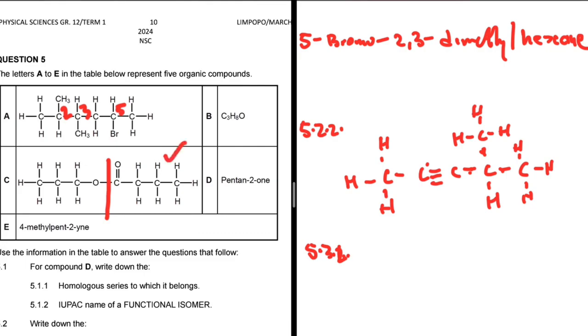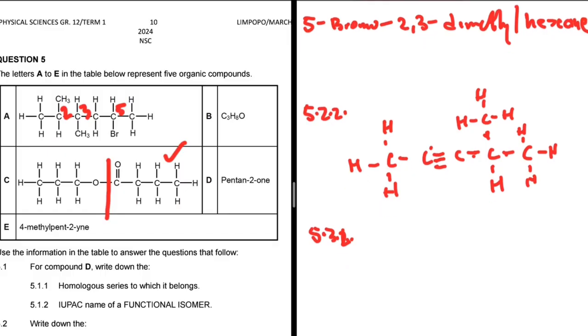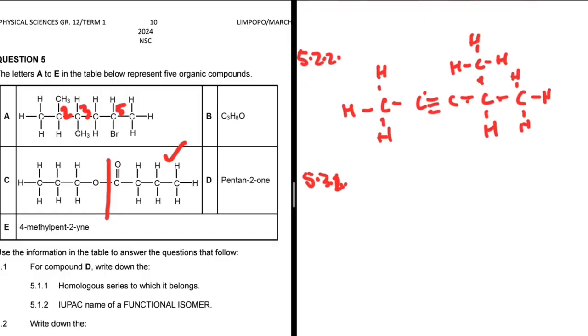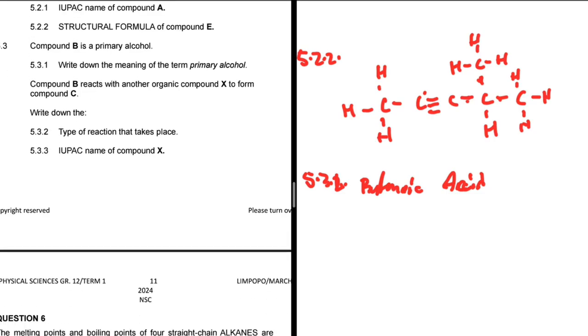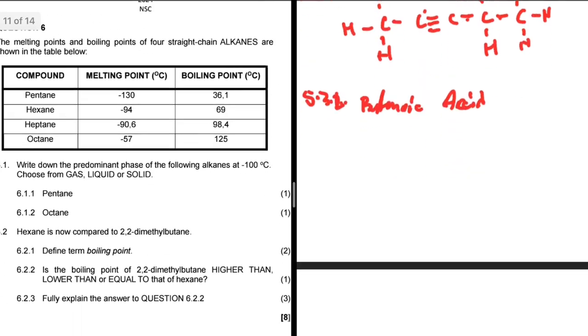So the acid that was used to form this compound C has 4 carbons, 1, 2, 3, 4. So obviously the answer here should be butanoic acid. So butanoic acid is the answer to 5.3.2. There we go. And then anything else? No, actually, let's go to question 6.